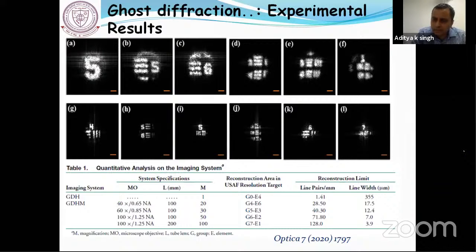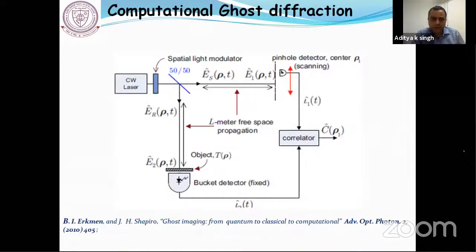explain. But we have not done the experiment. This is only theoretical work, a computational work. So when we say computational ghost imaging, what is the difference between computational ghost imaging and ghost imaging? Let me try to explain.